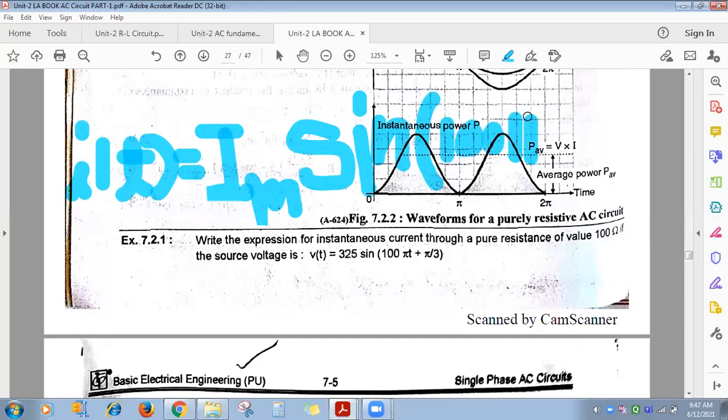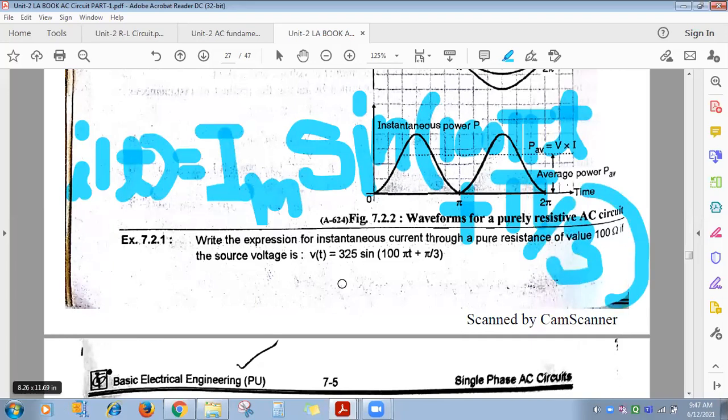100 pi t. Yes. No phase difference is there. So what is the next? 100 pi t plus pi by 3. Got the thing? Everyone, is this clear to you? Yes, ma'am.